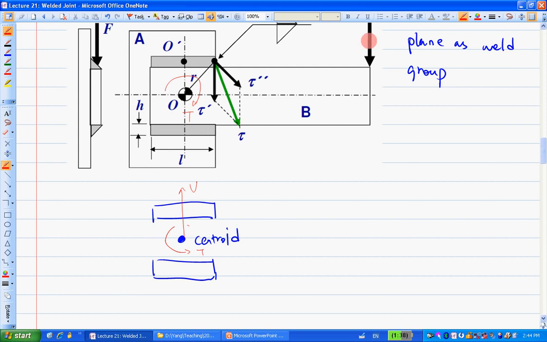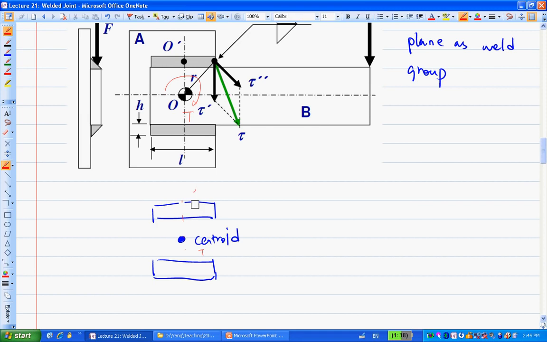Overall, in terms of the effect of the F on the weld group here, you just have two effects. One is this vertical force, basically a shear force F acting on this weld group. There's another one, which is what? This torque T, causing a torsional stress on this weld group here. Right? Okay.